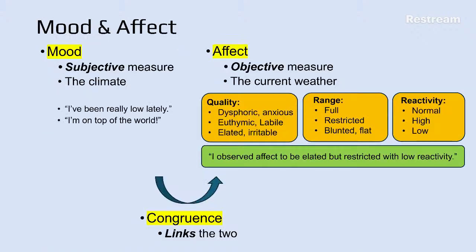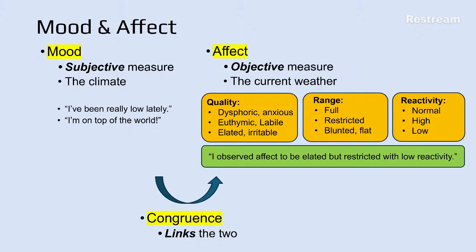Great. Let's talk about mood and affect, right? Mood is the subjective component of it, right? It's what the patient describes their mood as, what the patient feels their mood is. And it also tends to be a more long-standing measure, right? People like to compare it to the climate. So for instance, I'm having a tropical climate, and that's what the weather typically is like in this part of the world. That's what the patient's mood is typically like, right?